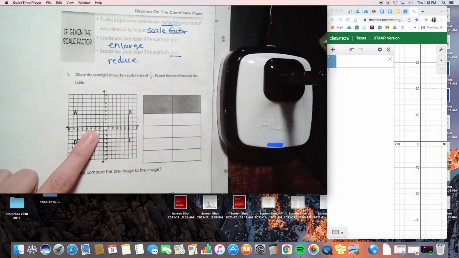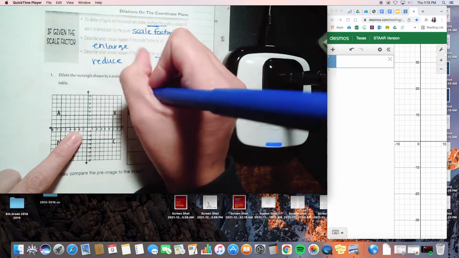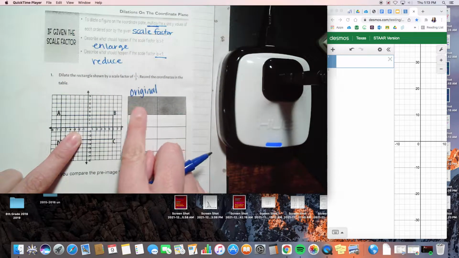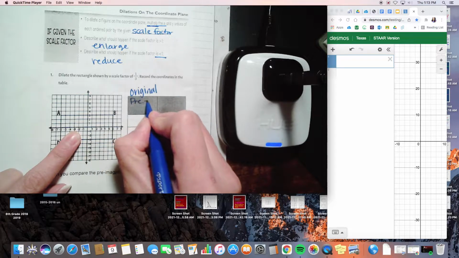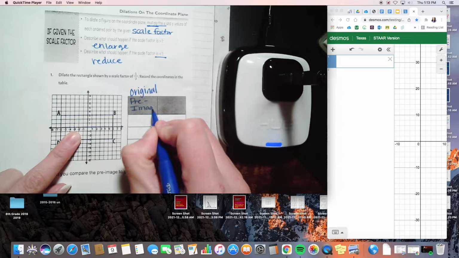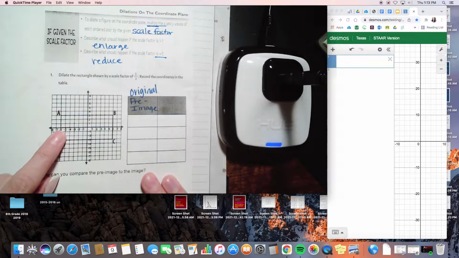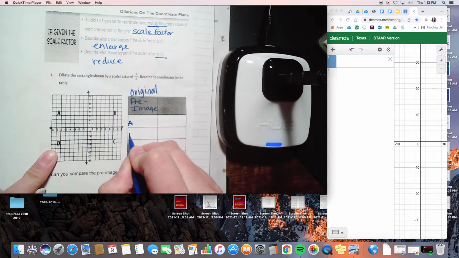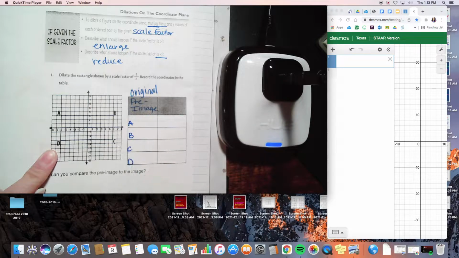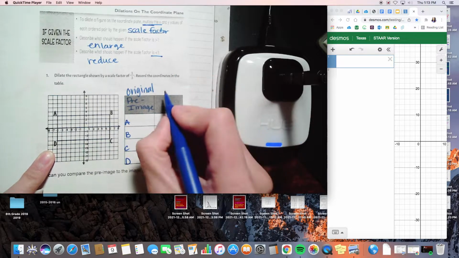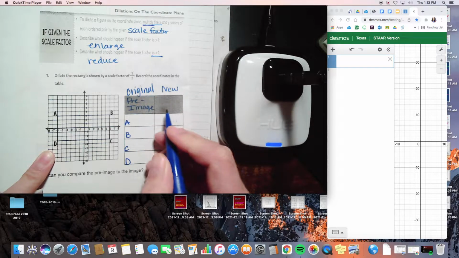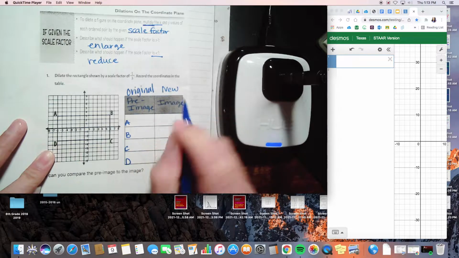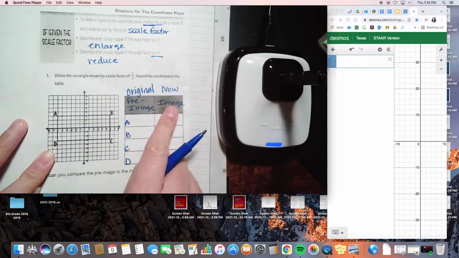So this is our original figure. On this side of the table, you're going to write original. Another word that you can write is pre-image. Sometimes we use old as well. So A, B, C, D is our original, so I'm going to write A, B, C, D. And then on this side, we're going to have our new. Instead of calling it pre-image, we call this one just image. So pre-image is the original, image is the new.